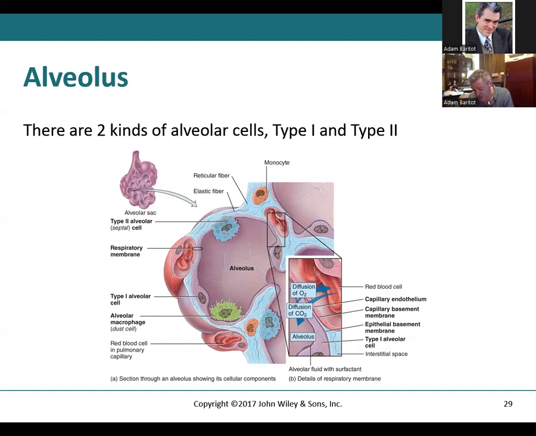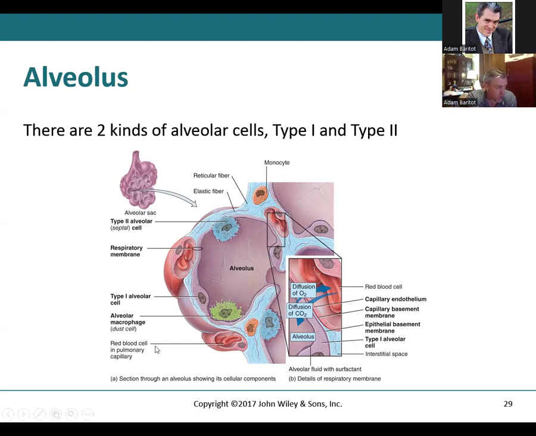Included in the alveolar fluid is surfactant. Surfactant is a complex mixture of phospholipids and lipoproteins. Surfactant lowers the surface tension of the alveolar fluid, which reduces the tendency of the alveoli to collapse and thus maintains their patency, or their ability to be springy.